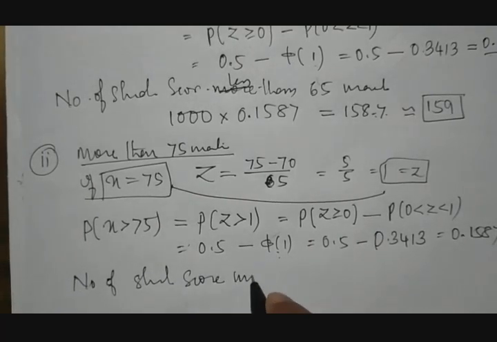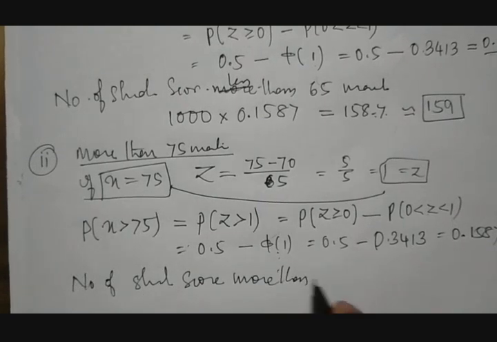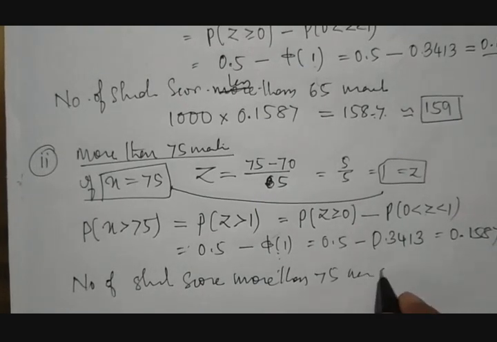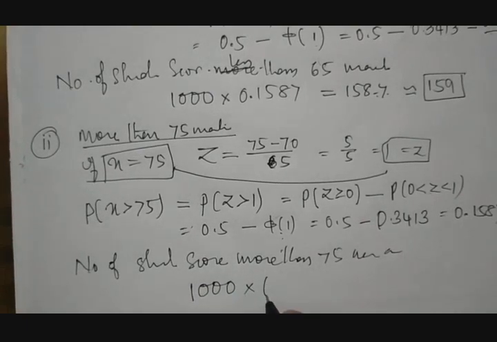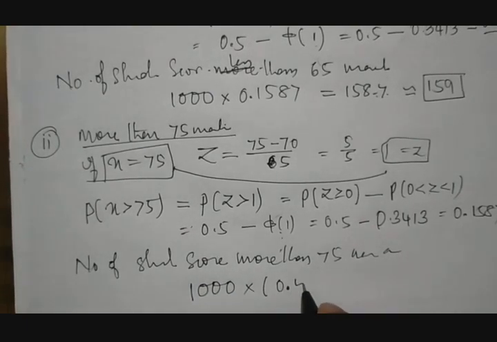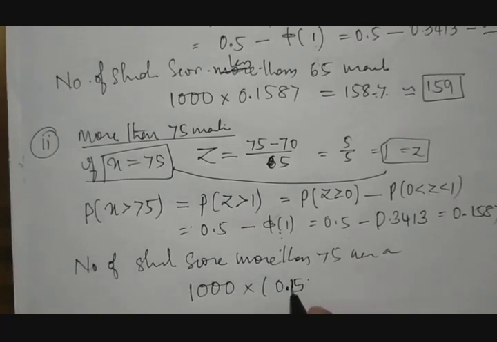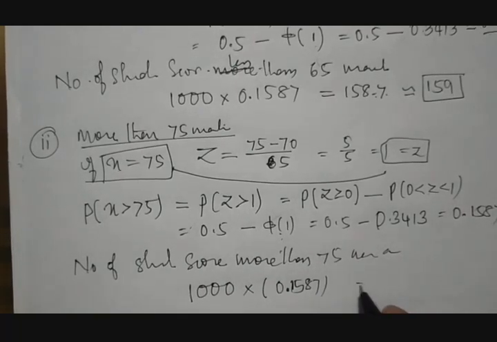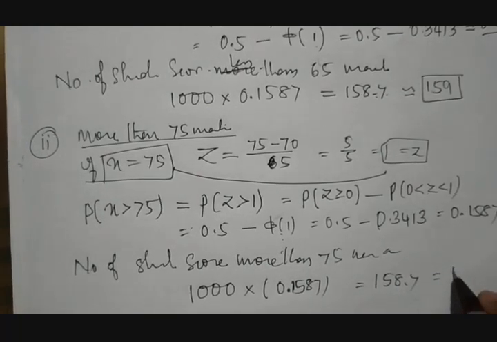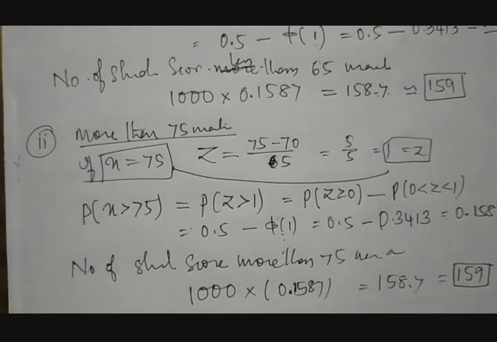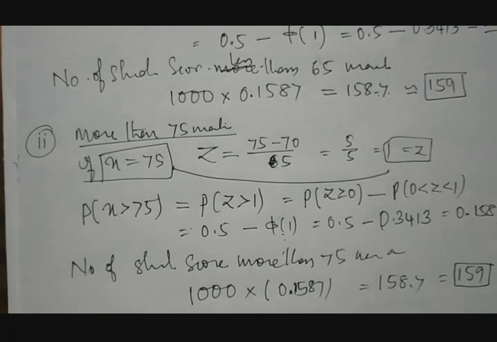Therefore, the number of students who score more than 75 marks is the total number of students, 1000, into the calculation, 0.1587. So which is equal to 158.7, which is nothing but 159. Means there are 159 students who will score more than 75 marks.